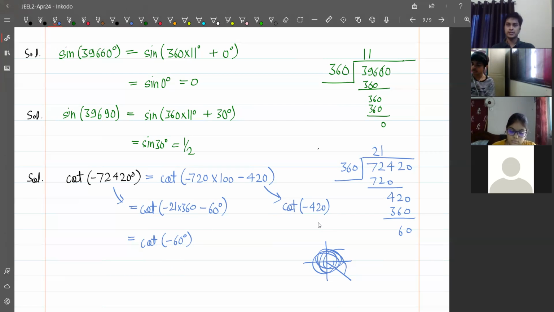How can we solve from here? See, we can add 360 to this. Adding 360 won't affect it. From here, 360 minus 420 would again give you cot of minus 60 only. Tell me the value of cot of minus 60.